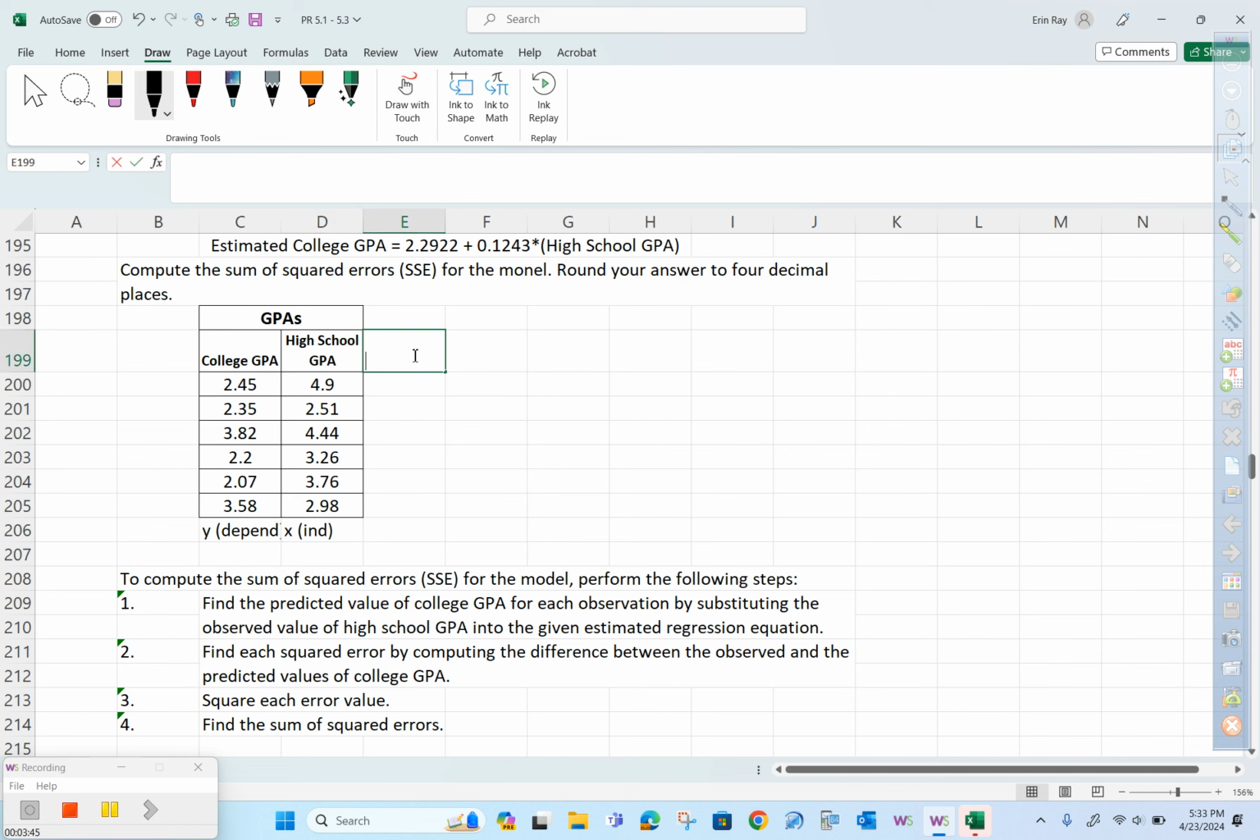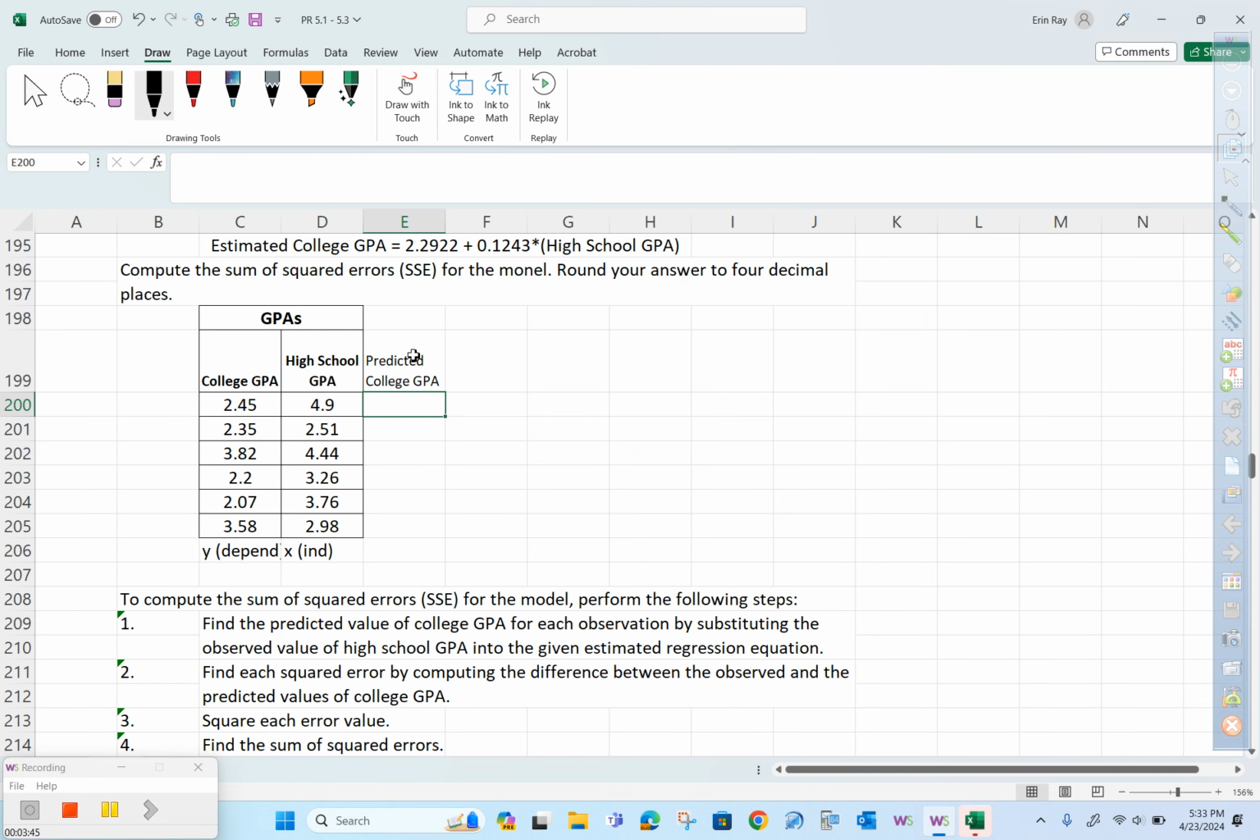So we're going to do predicted college GPA just beside it. And that comes from our formula. So equals, they gave it to us. Sometimes we're going to calculate this ourselves, 2.2922 plus the 0.1243 times the high school GPA, and we'll grab it. Then we can drag that down.